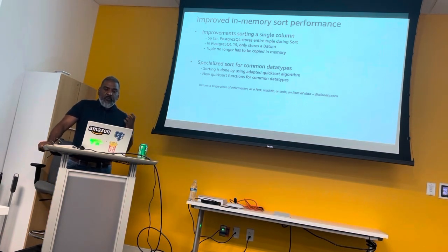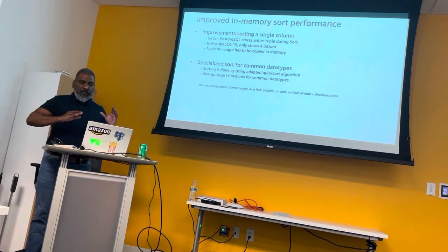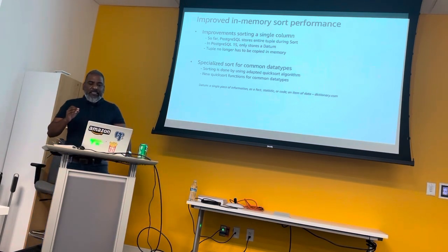So before PostgreSQL 15, the entire tuple was used for the sorting operation. Now what they do, and all this is coming from the PostgreSQL committers' logs, is that there is something called datum. I don't know exactly what it does, but when I search online, datum is a single piece of information, in fact you can say a similar form of data. So in 15, they use datum, and that basically increases the sorting performance. And specialized sort for common data types.